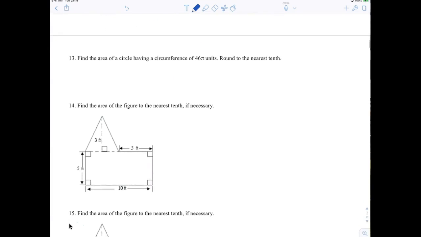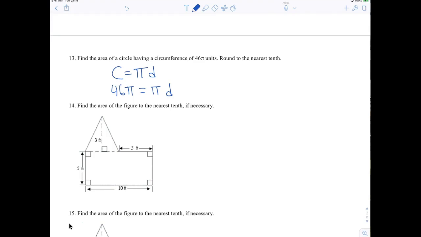All right, let's take a look at 13. Uh-oh. This is one that people missed on the last test. It says, find the area of a circle having a circumference of 46 pi. If the circumference is 46 pi, what's the diameter? Oh, you don't need a calculator for that. I'm going to say it again. Look up here on the board. Circumference equals pi times d, correct? I said the circumference is 46 pi. 46 pi equals pi times d. So what's the diameter? Does everybody see how simple that is?